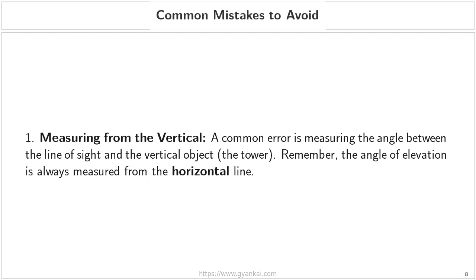First, be careful not to measure from the vertical. A very common error is measuring the angle between your line of sight and the vertical object, like the tower we used in our example. Remember what we discussed in the earlier slides. The angle of elevation is always measured upward from the horizontal line of sight, not from the object itself.